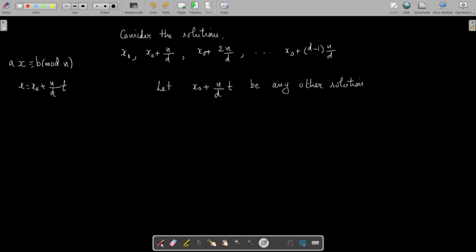So what happens if we give the value of t as d, d plus 1, etc., or if we give negative values to t? Then those solutions are not in this list. In this list, we give the values of t as 0, 1, 2, etc., d minus 1. So if we give values of t as d, d plus 1, etc., or negative integers, that is not in this list.